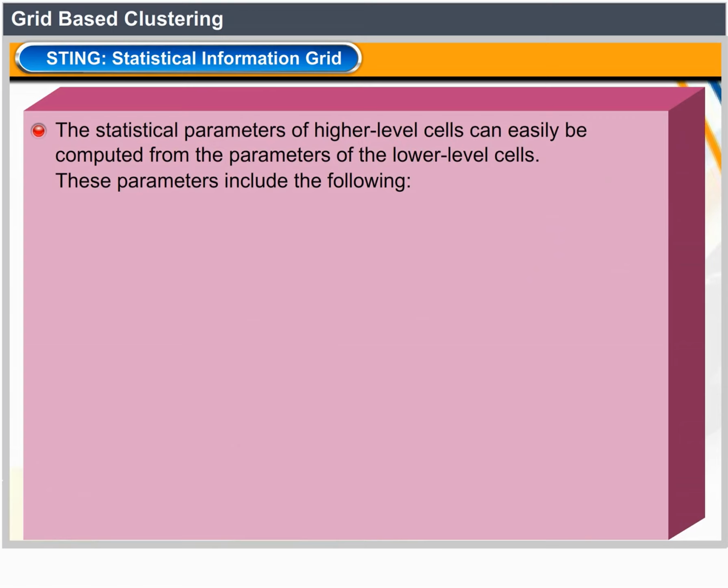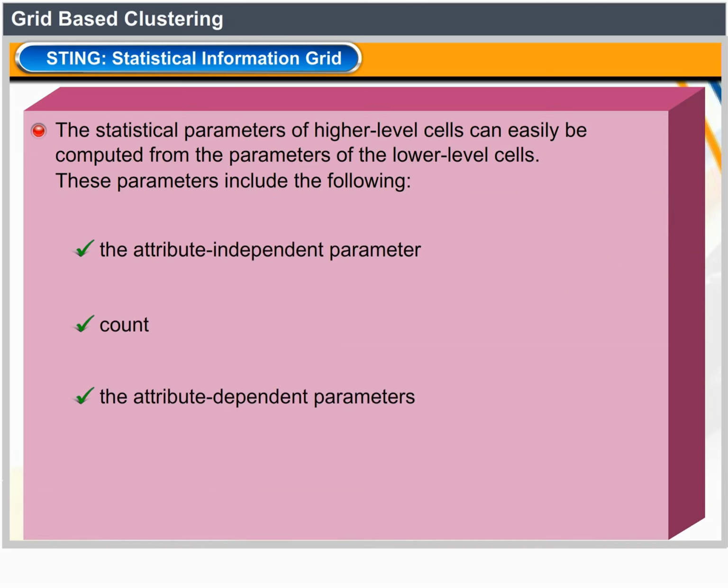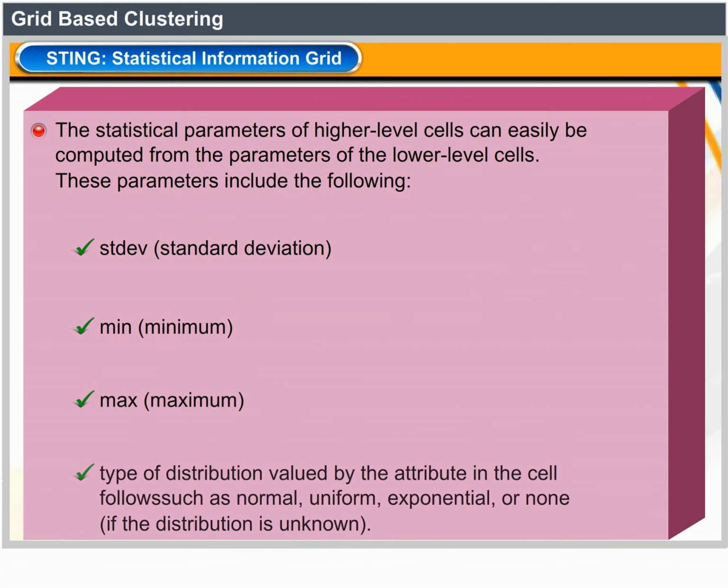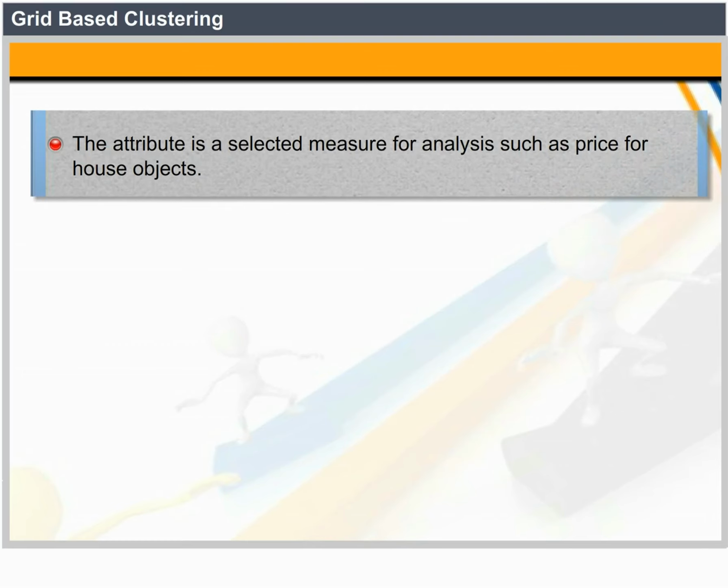These parameters include the following: the attribute-independent parameter, count, and attribute-dependent parameters, mean, standard deviation, minimum, maximum, and the type of distribution that the attribute value in the cell follows, such as normal, uniform, exponential, or none, if the distribution pattern is unknown. The attribute is a selected measure for analysis, such as price for house objects.